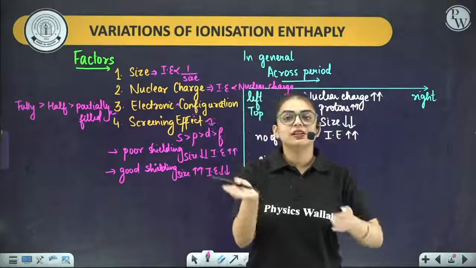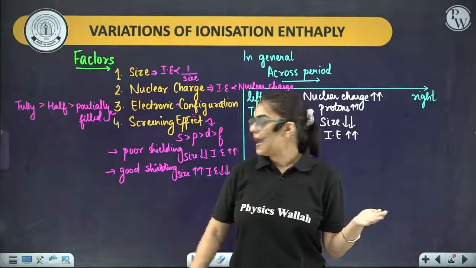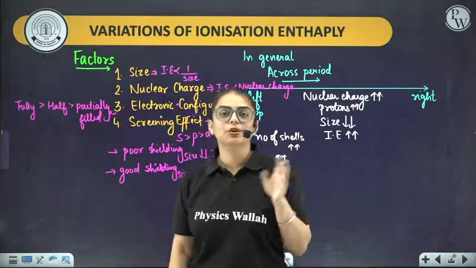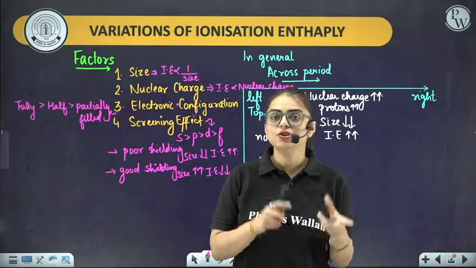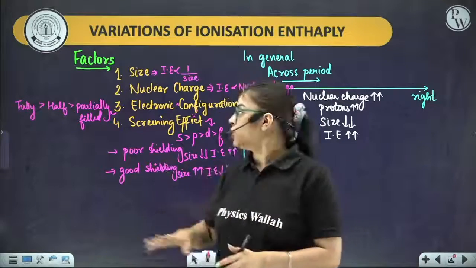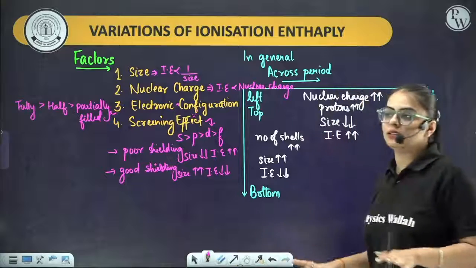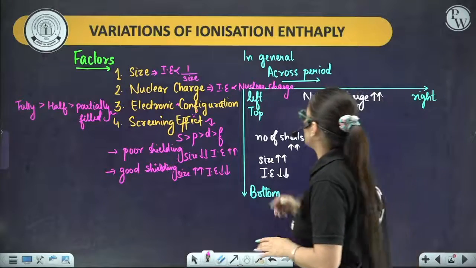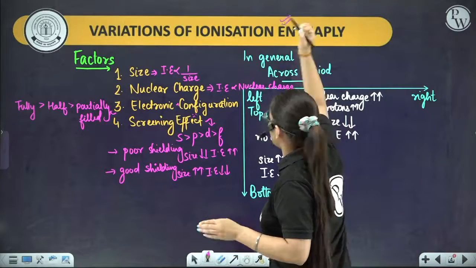So basically they will increase one in front. Yeah. And yes, neon will have the highest one if you remember the period number 2. If not, students, you can go and see the previous session. You will get this basically criteria. So this is the criteria for the variation of ionization enthalpy.